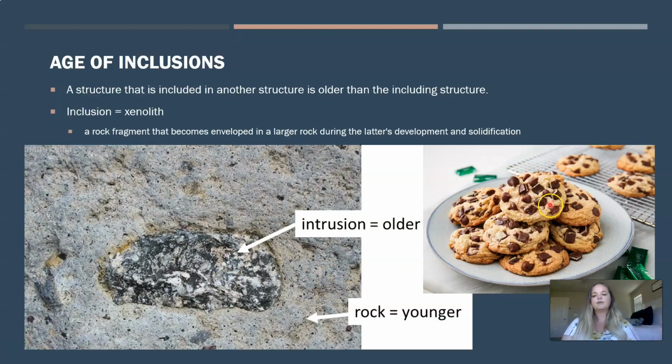So this is similar to baking chocolate chip cookies. You can't bake the chocolate chip cookies if the chocolate chips don't already exist, right? You don't make those after you make the chocolate chip cookies. So the chocolate chips exist. You include those into your chocolate chip cookie, and now you have basically an example of an inclusion. So the chocolate chip is older than the cookie.